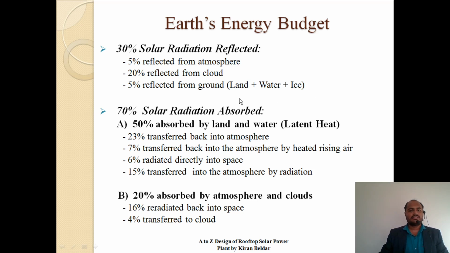70% of solar radiation is absorbed, of which 50% is absorbed by the land and the water, in the form of latent heat. Of this, 23% is transferred back to the atmosphere, 7% is transferred back into the atmosphere by heated rising air, 6% is radiated directly into space, and 15% is transferred into the atmosphere by radiation. 20% is absorbed by the atmosphere and the clouds, of which 16% is re-radiated back into space and 4% is transferred to the cloud.